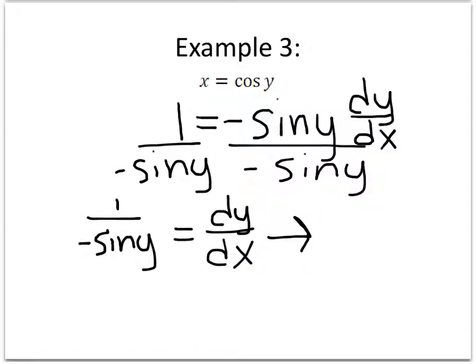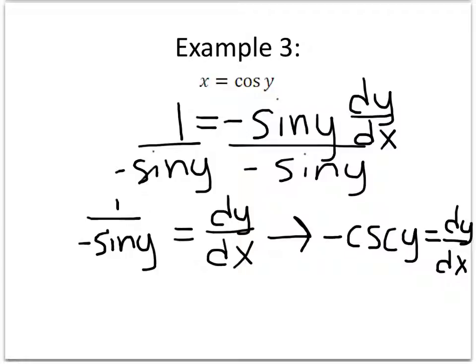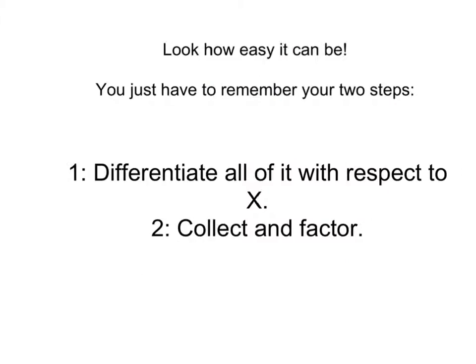But if you look around here, you'll see that you have 1 over negative sine y, which is the same as negative cosecant y. So that ends up being your final answer for that problem. Not a hard problem, but you just have to remember that you can do it also with cosine or sine or something like that. So now we've gone through a few examples, and really all you have to remember when thinking about implicit differentiation is that you have to differentiate all of the parts of the equation with respect to x, and then collect and factor the dy over dx's.